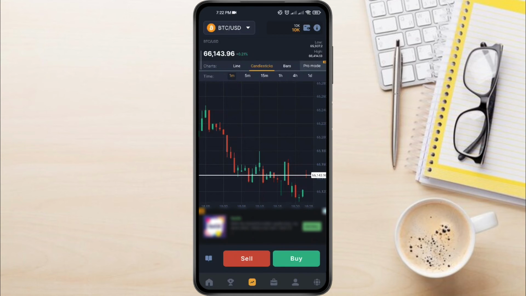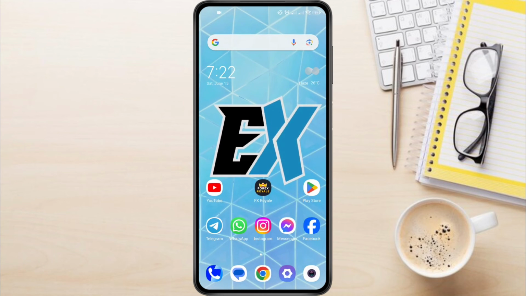So Forex Royale is a great tool to learn about cryptocurrency trading, but the money you make is not real. You can't withdraw it to your bank account.